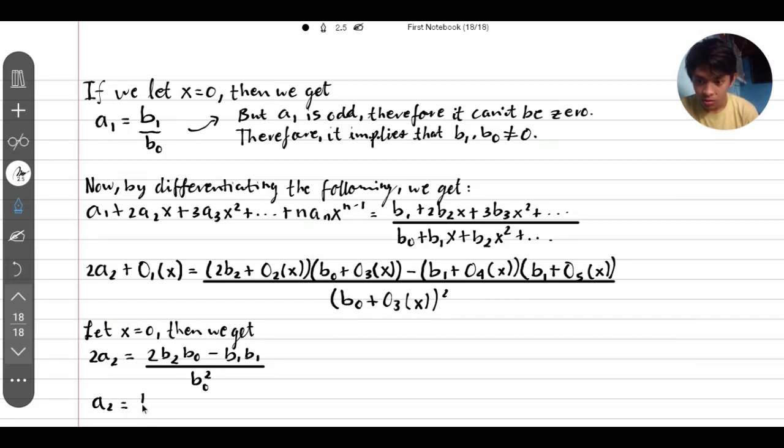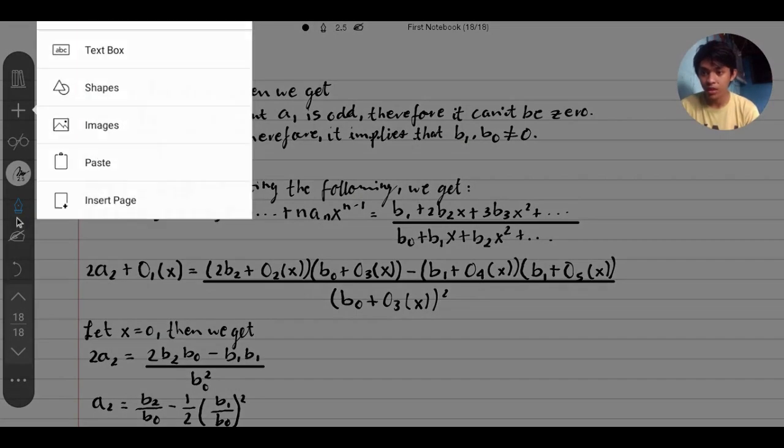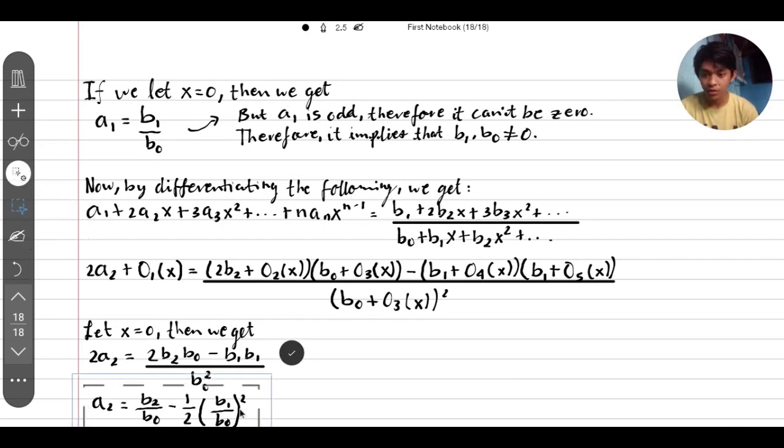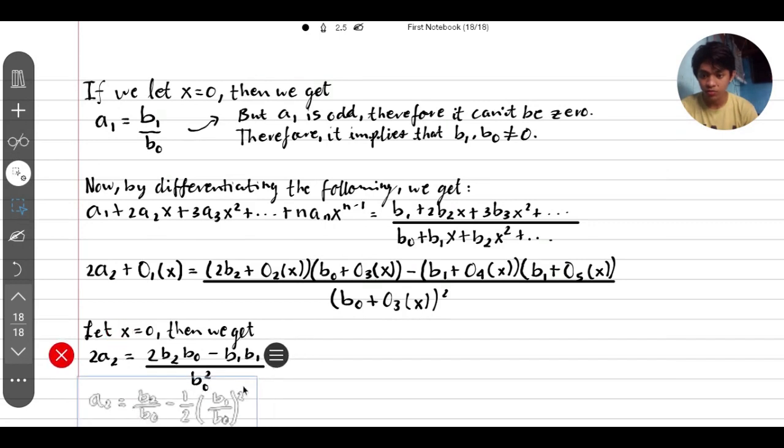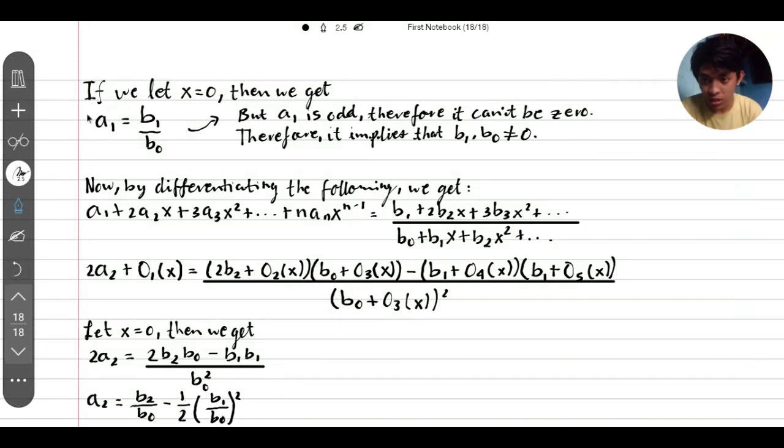Okay. And minus this is just 1/2 times the b sub 1 all over b sub 0, or sorry, b sub 0, and then squared. Now that we have this, we must remember that from our previous findings, we know that this term has an equivalent in terms of a sub 1 or a sub n. So this is just a sub 1. As we can see here, b sub 1 all over b sub 0 is just a sub 1.